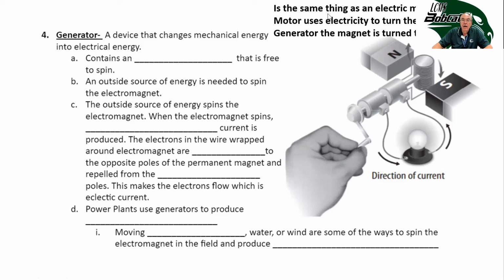Okay, so I put in here to add into your notes, it is the same thing as an electric motor in reverse. The motor uses electricity to turn the magnet. The generator magnet is turned to make the electricity. So just like a motor, it contains an electromagnet that's free to spin. An outside source of energy is needed to turn the electromagnet.